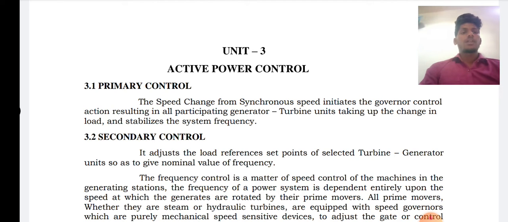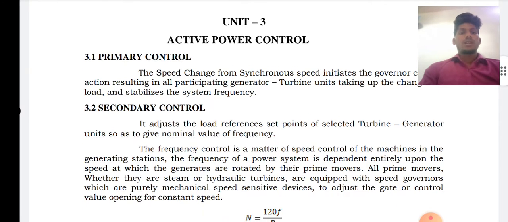installs the governor control action, resulting in all the participating generator turbine units taking up the change in the load and establishing the system frequency. Secondary control adjusts the load frequency set point of the selected turbine generator units so as to give the nominal value of frequency.